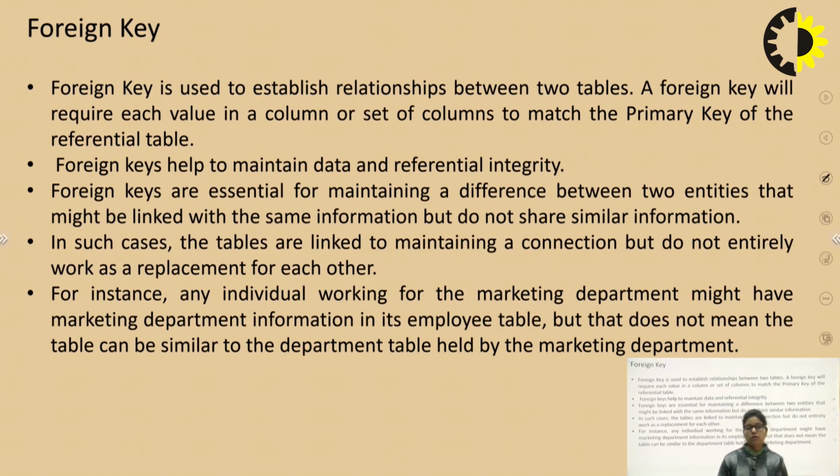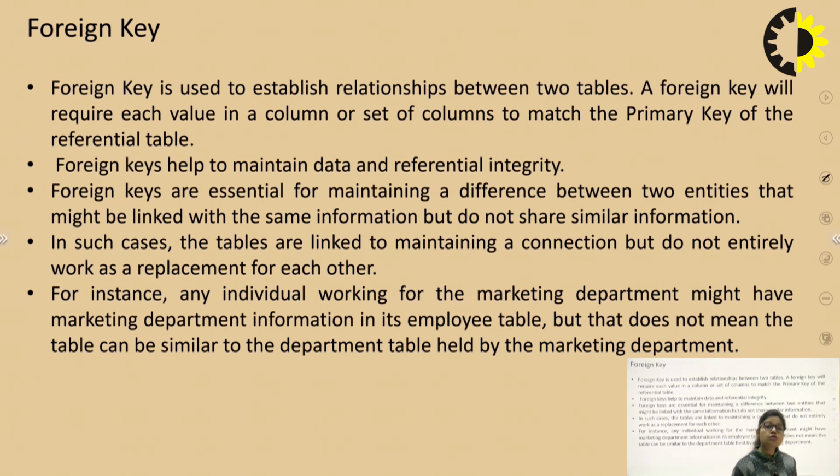The next one is the foreign key. Now, what is a foreign key? The foreign key concept is related to the primary key and candidate key. Basically, all the keys are related to each other to some extent. But a foreign key is used to establish the relationship between two tables. Suppose we have two different tables; it helps us establish a relationship between those two tables. A foreign key requires each value in a column or a set of columns to match the primary key of the referenced table. Now I'll explain. A foreign key has to maintain database and referential integrity.